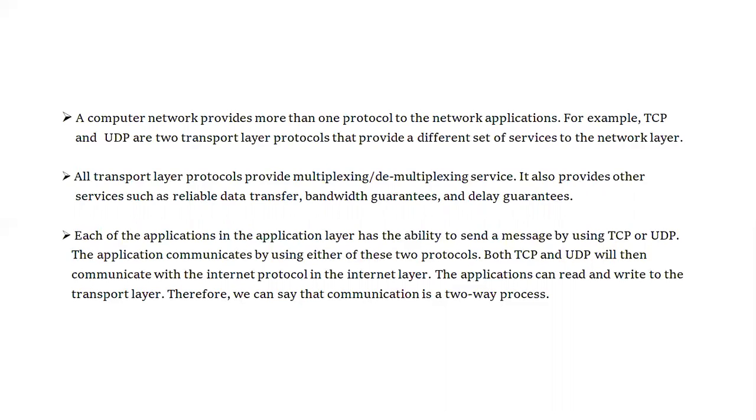Each of the applications in the application layer has the ability to send a message by using TCP or UDP. We have a huge difference between IP and transport layer protocols. IP is concentrated on the hardware part, and the transport layer is concentrated on the user device part. We are concentrated on the application part, the process part. That's very important. Both TCP as well as UDP will communicate with the Internet Protocol in the internet layer. The application can read and write to the transport layer. Therefore, we can say that communication is a two-way process in the transport layer.